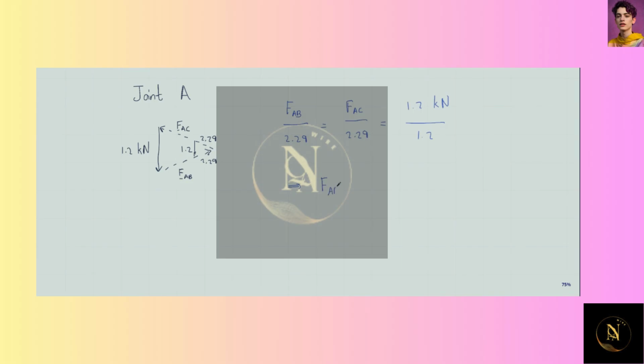So we get FAB to be 2.29 kilonewtons, and this is tension. FAC is 2.29 kilonewtons, and this is compression. So we found the force for the first two members.